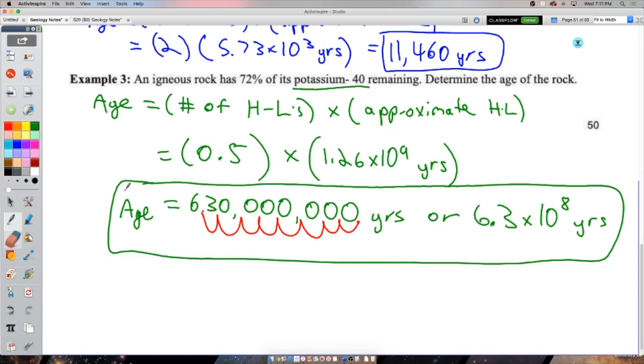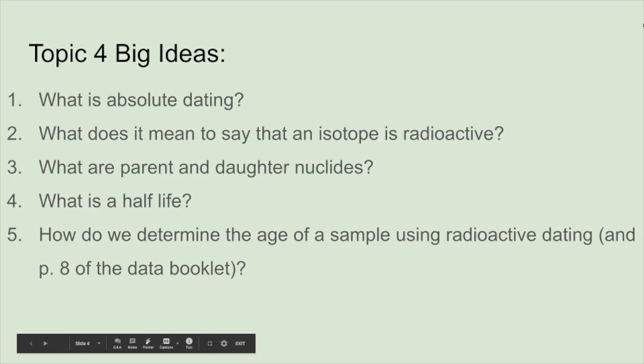Okay, absolute dating. We're actually getting a number, and it's all just based on the fact that these radioactive isotopes are decaying, and we know how long that takes. So by looking at how much of them are left in a sample, we can say how old that sample is. All right, so I'll pull up the big ideas.